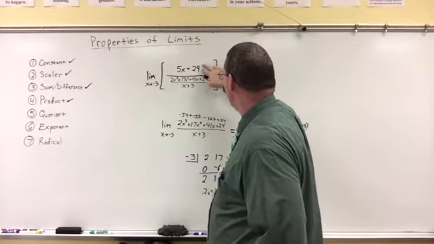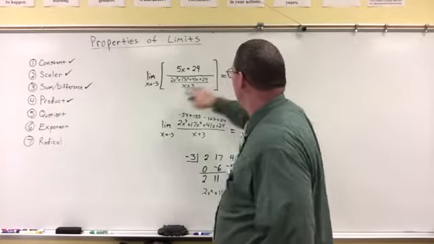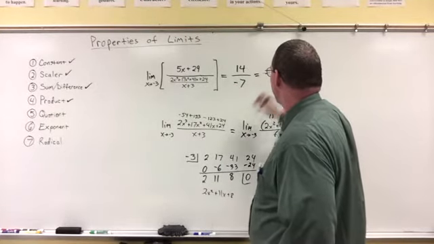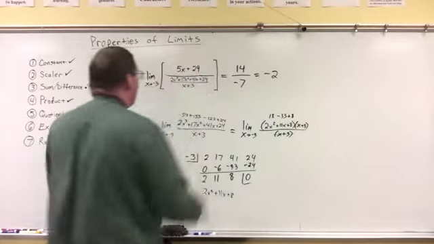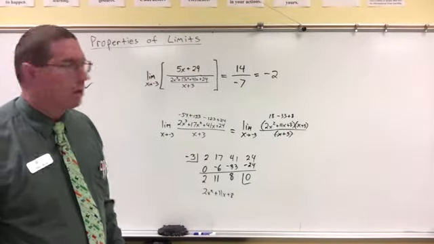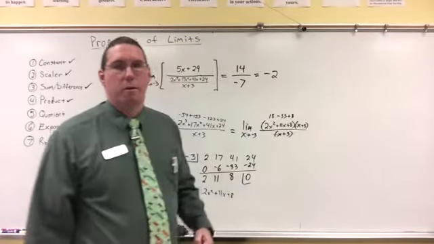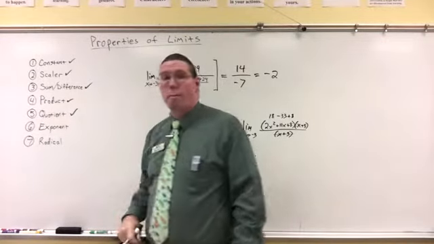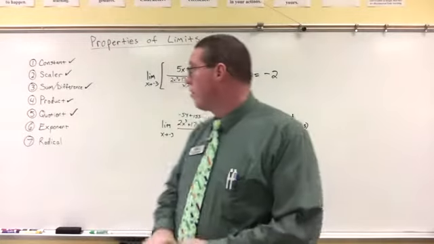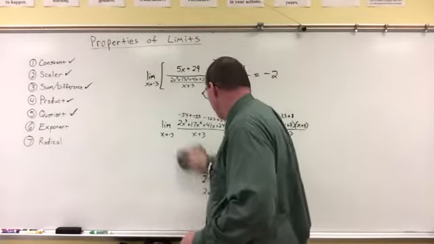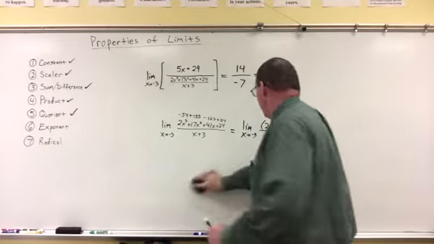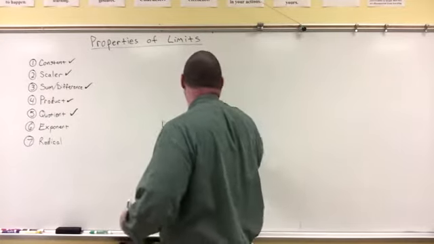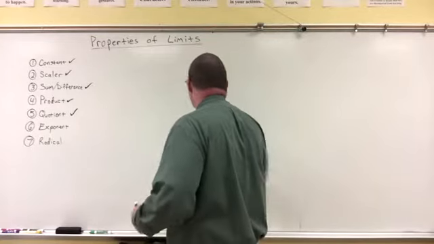So now we have the limit of the top, 14, divided by the limit of the bottom, negative 7, and that becomes negative 2. And so the limit of this crazy-looking complex fraction is negative 2. And that is the quotient property of limits. Okay. Now let's do the exponent property of limits, which is pretty easy. It's just like the quotient, just like the product.